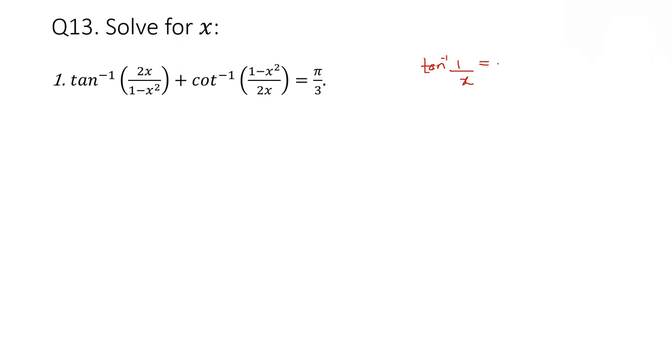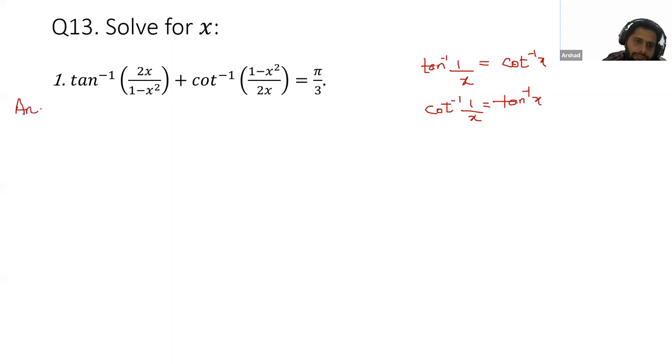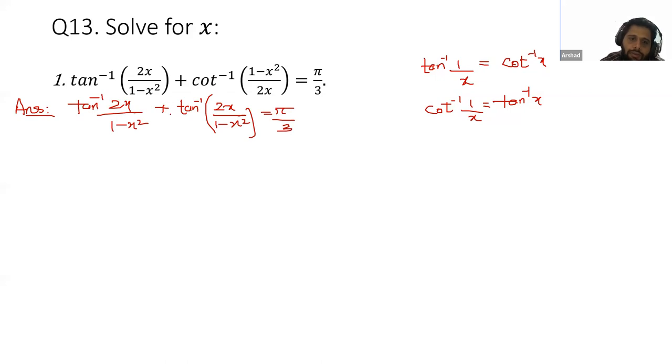Cot inverse. Very good, cot inverse. Okay, Noma, we have done these formulas. And similarly, cot inverse 1 by x is equal to tan inverse x. So what you can do here, this is tan inverse 2x by 1 minus x squared. Okay, and this cot inverse can be written as, please check here, this is 1 by x, so this becomes tan inverse x. So this becomes reciprocal. So what you will get here, tan inverse 2x by 1 minus x squared is equal to pi by 3.